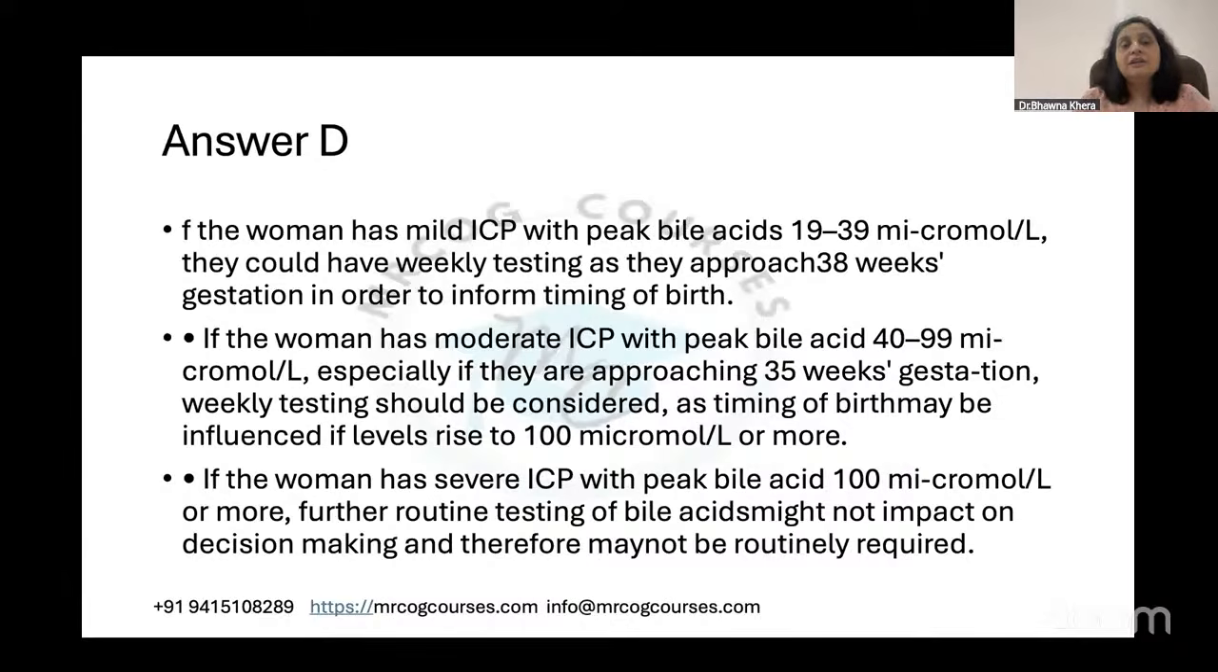If the woman has mild ICP with peak bile acids 19 to 39, they could have weekly testing as they approach 38 weeks gestation in order to inform timing of birth. If the woman has moderate ICP with peak bile acids 40 to 99, especially if they are approaching 35 weeks gestation, weekly testing should be considered, as timing of birth may be influenced if the levels rise to 100, because your delivery timing is going to start from 37 onwards. It is not prior to that, right? So therefore, we can wait till that time. Okay, so this is how the correct answer is.